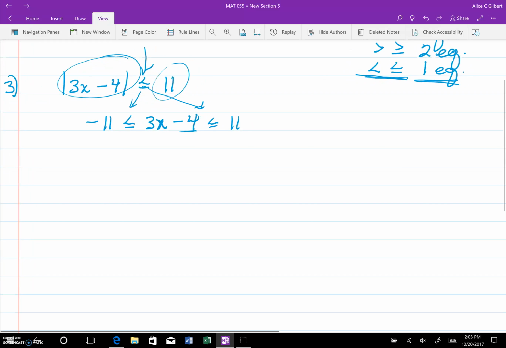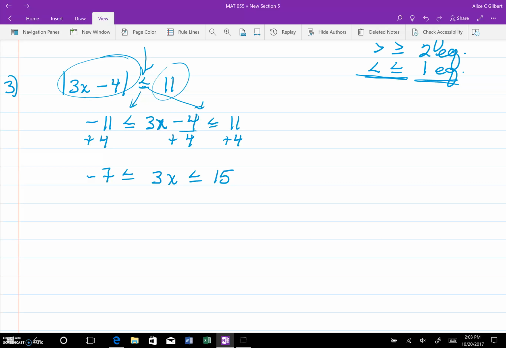sometimes computers drive me nuts. Okay, if I add 4 here, then I have to add 4 on this side, and I have to add 4 on this side. So now I have negative 7 is less than or equal to 3x, which is less than or equal to 15.